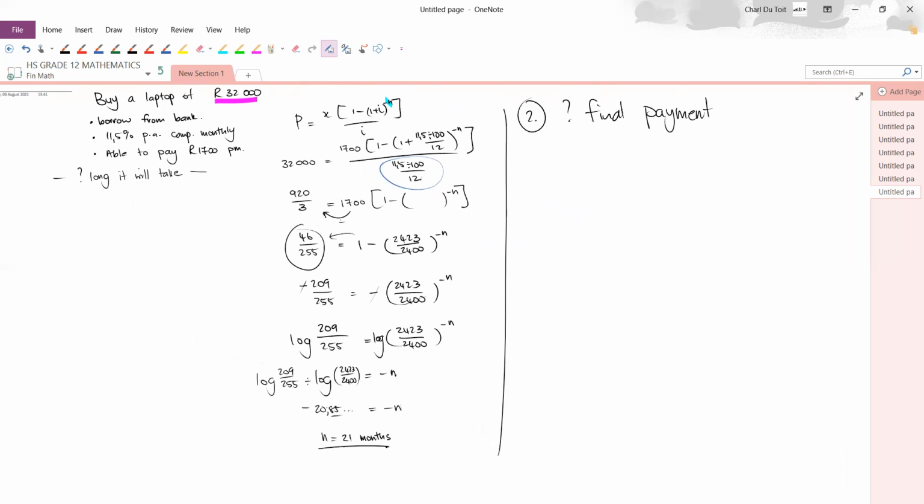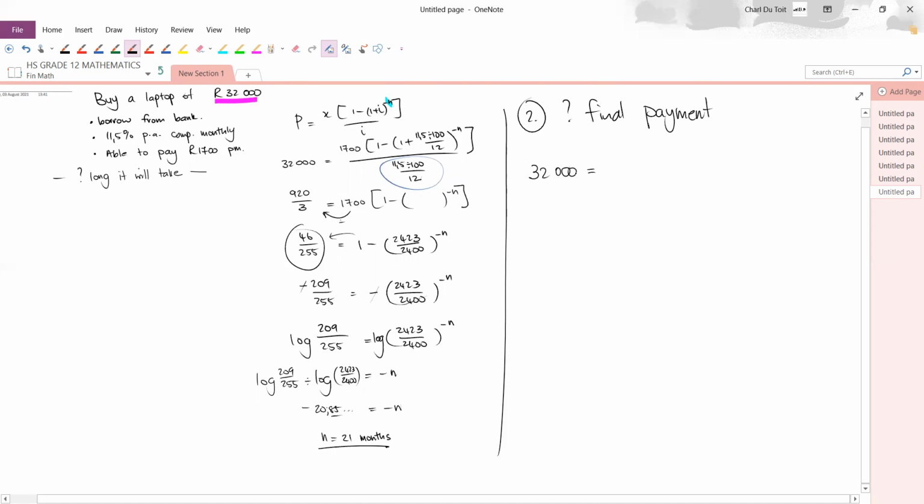We haven't calculated the future value. We don't know that yet. You just think how we're going to do it. This is probably the best way of doing it. We're going to say the following. We're going to pay off 32,000 Rand the following way.